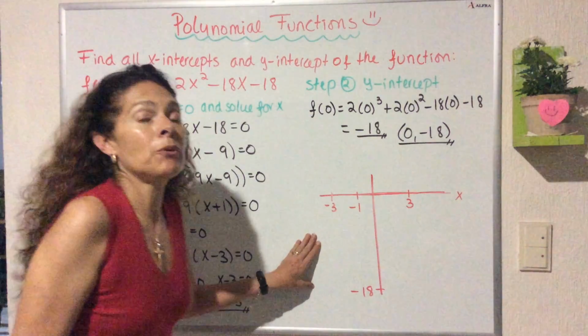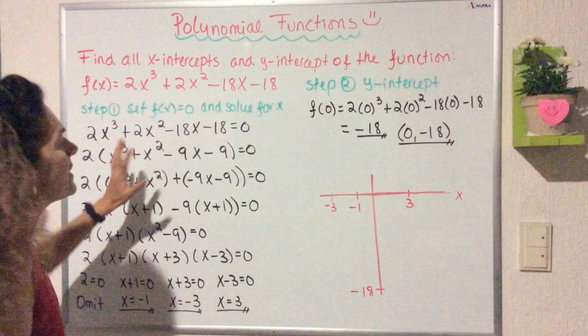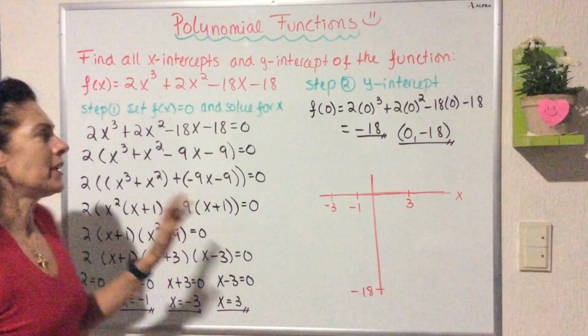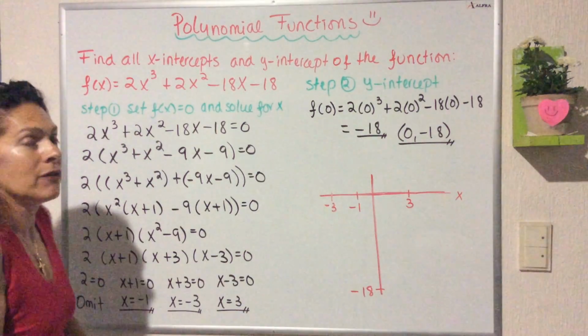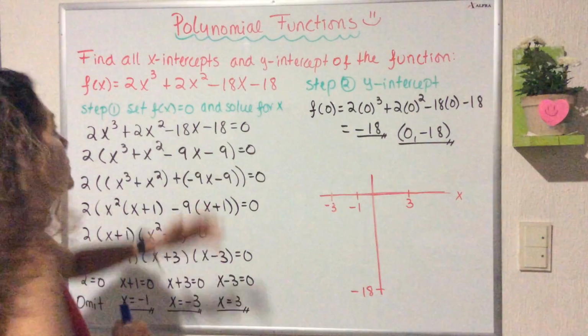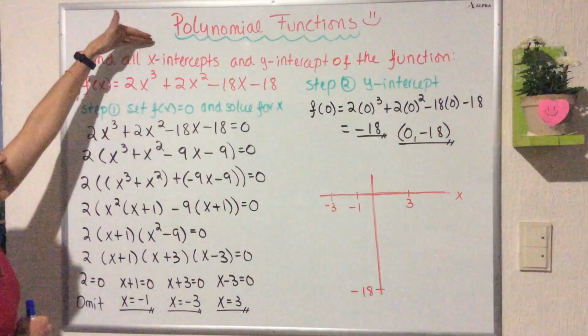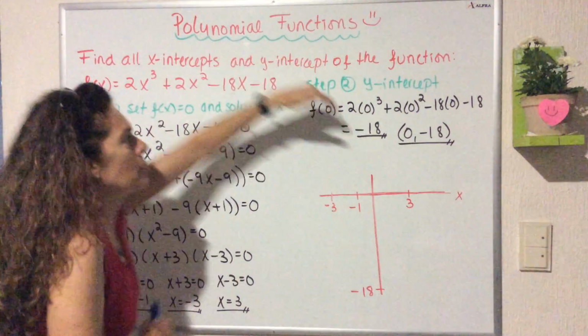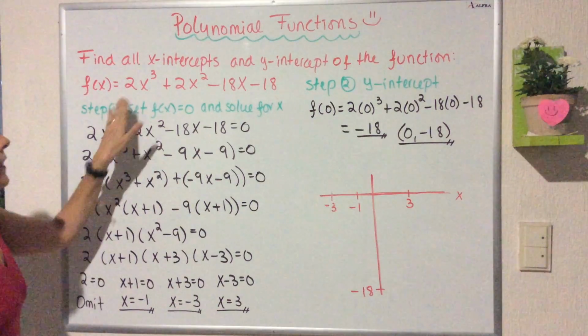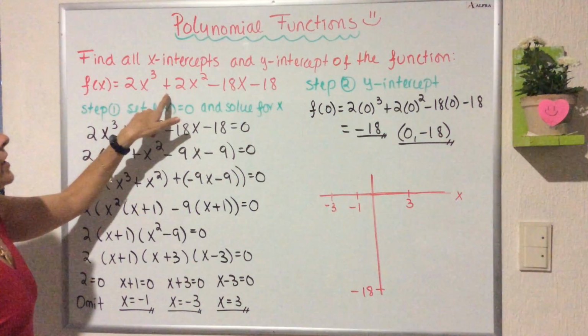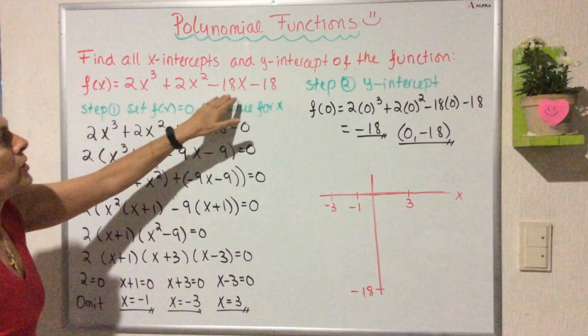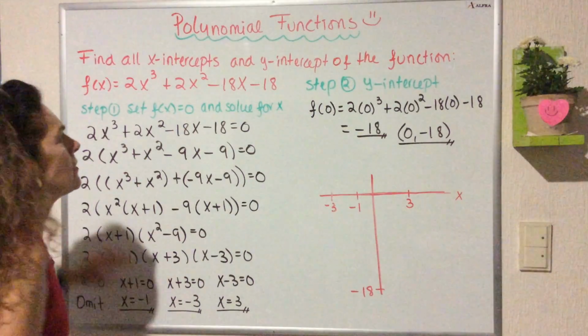Hi dear students, here we have another example. This is going to be a little bit more complicated in the factoring, okay? So please pay attention. We have to find again the x-intercepts and the y-intercept of this function. This is 2x to the third plus 2x to the second minus 18x minus 18.